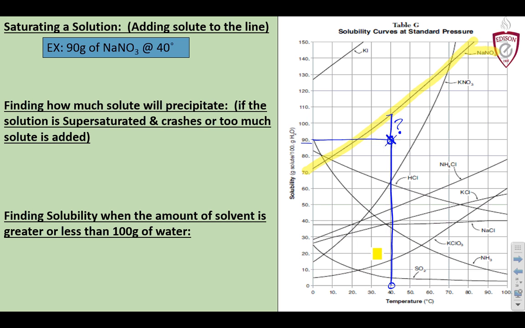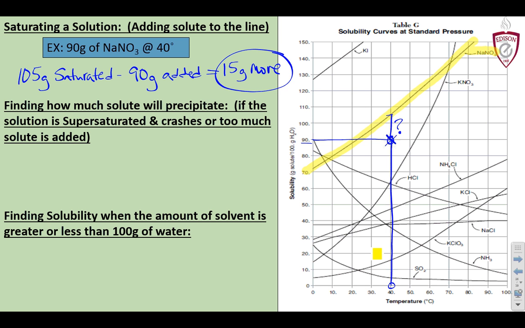Oh, can you write 105 up there for me? Sure. So it's 105 grams at saturation, saturated, and I only put in 90. So I'm going 105 minus 90 grams added, and it's going to give me an answer of 15 more grams I would have to add to get saturated. So we could add 15 more.